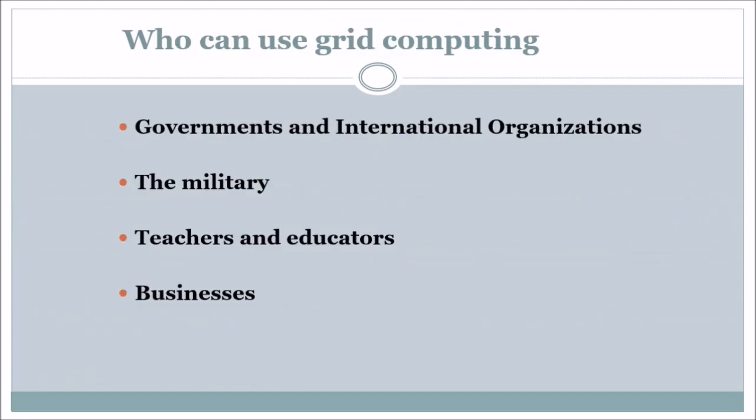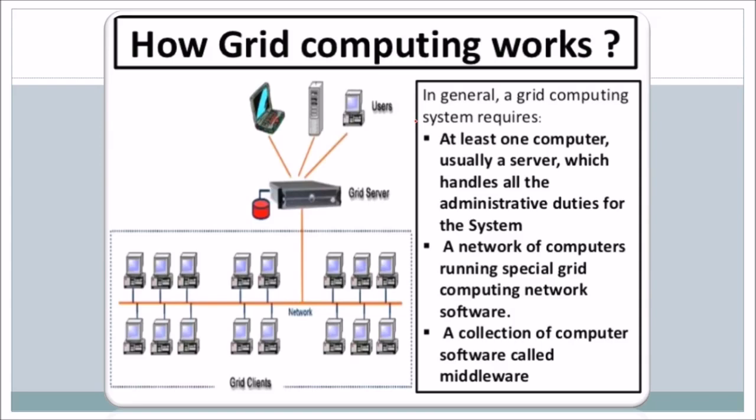Why is it there? Because people have been using it for quite some time now: government and international organizations, military, teachers, educators, and businesses. How does this work? There is a grid server, a grid of computers running on a special grid. These are on some network software, and we have a software called middleware.